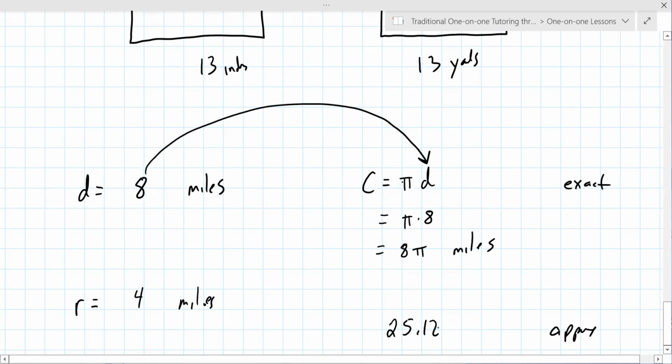What are the units? The units is miles. Very good. So notice in this problem, I gave you the diameter. You use the diameter in circumference. Okay, so let's try another problem here.